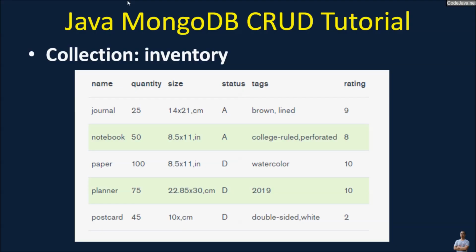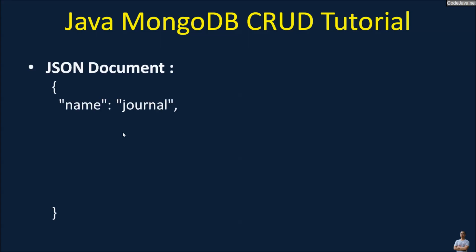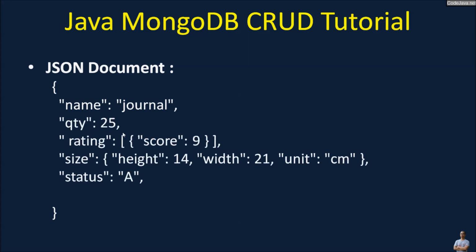Next, we are going to code the first Java program that connects to the local instance of MongoDB database server to insert some JSON documents to a collection named inventory, with this data. And this here is the sample JSON document we are going to insert into the collection inventory in the MongoDB database.